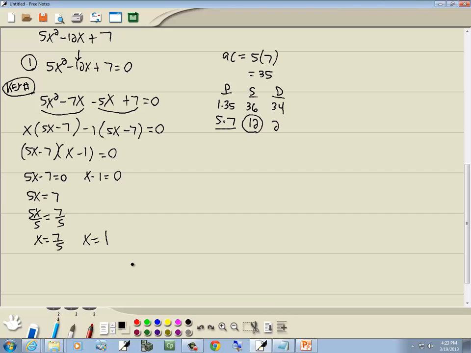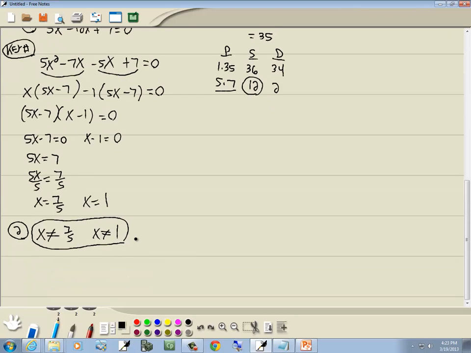Now again, these are the values we cannot have. So our second step is put a slash through the equals. So we got x cannot equal 7/5 and x cannot equal 1. And again, those are the answers I like, how to write it. If you prefer interval notation, it'd go from negative infinity to 1, union 1 to 7/5, union 7/5 to positive infinity.